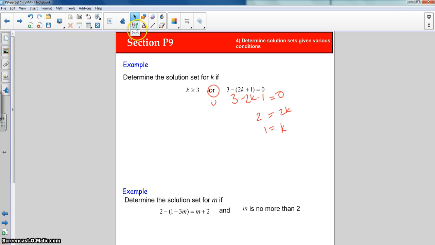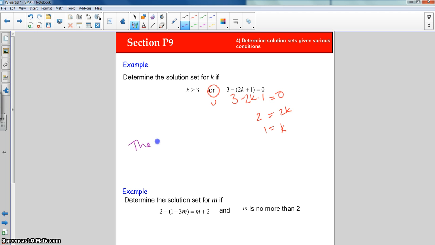Okay, and now I have to think, okay, well, this says that k is all numbers greater than or equal to 3, and this is k is equal to 1. Okay, 1 is not in that set, and if it helps you, you can draw a little line. I'm going to avoid doing that in this example. And so I would remember, since I have OR, that both of these things are in the condition for the solution.